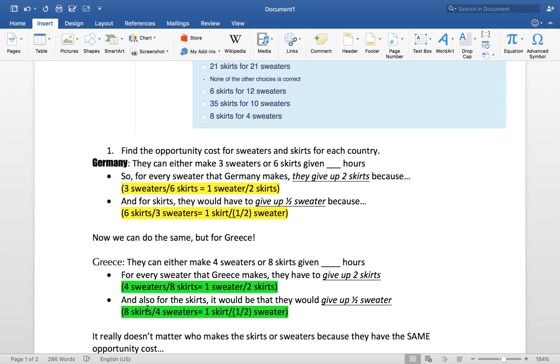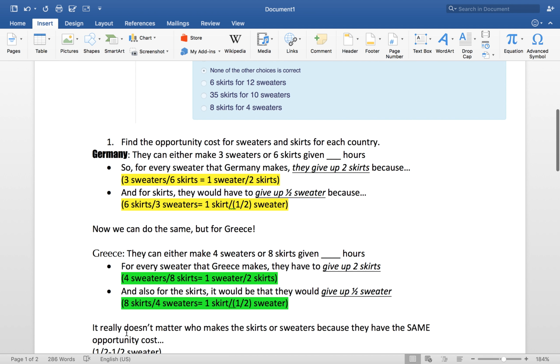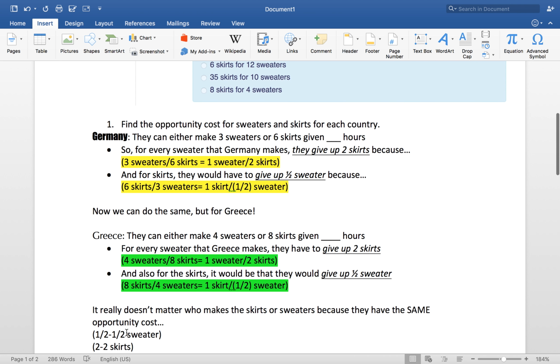This just means that it doesn't matter who trades with whom or who gives sweaters or skirts, because they have the same opportunity cost. So it's not like either side gains or loses in that case. But we do know that they're going to trade under these terms. They're going to trade half a sweater for half a sweater, or 2 skirts for 2 skirts. They're going to trade nothing under, nothing above.